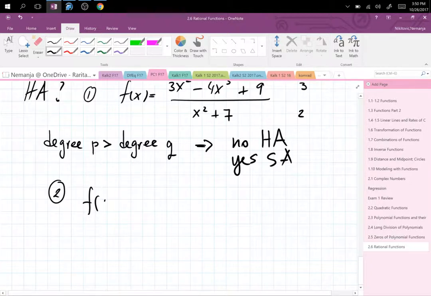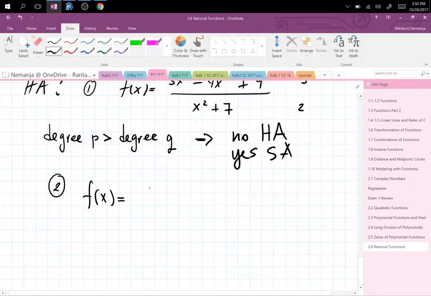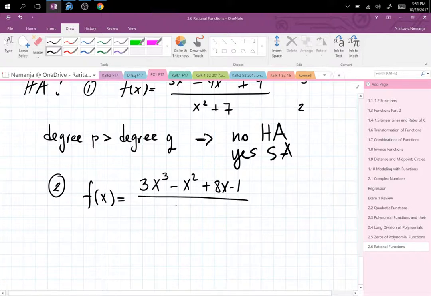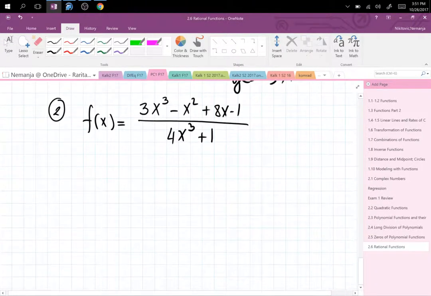So, f of x. Let's say you have (3x cubed minus x squared plus 8x minus 1) divided by (4x cubed plus 1). What can you tell me about the horizontal asymptote situation, looking at the 3 rules?